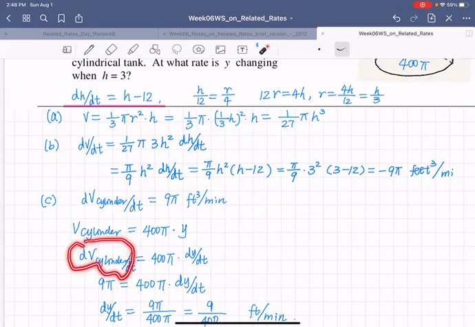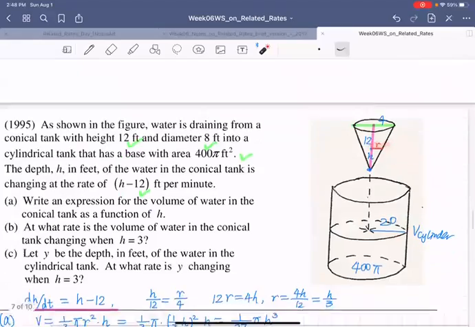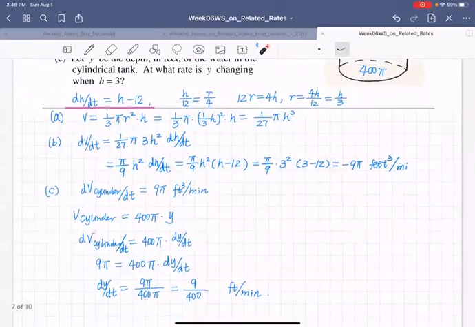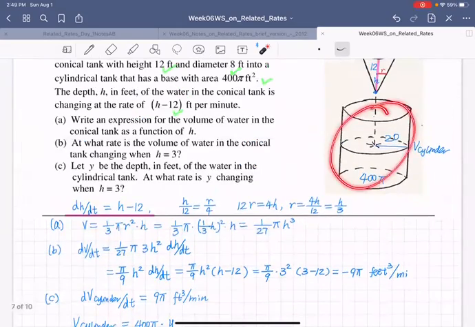Who is this guy now? 9 pi. Hey, don't write down negative. You are positive now. This is negative, right? Okay. So this is 9 pi equals 400 pi times dy over dt, correct? And then dy over dt should equal 9 pi over 400 pi, right? There you go. So actually, the last question is not hard, just that students feel confused. How do I get the dV over dt for the cylinder?